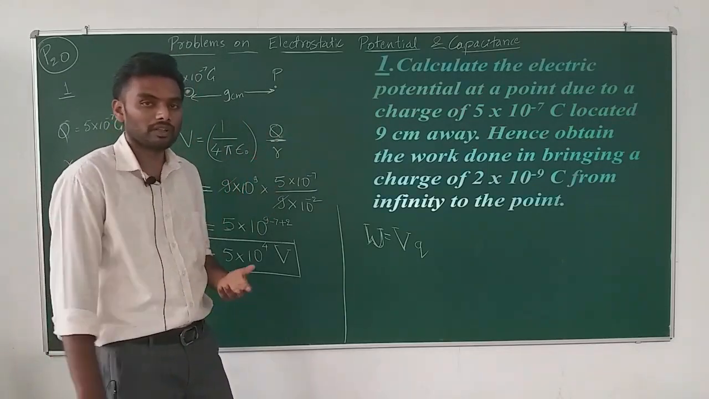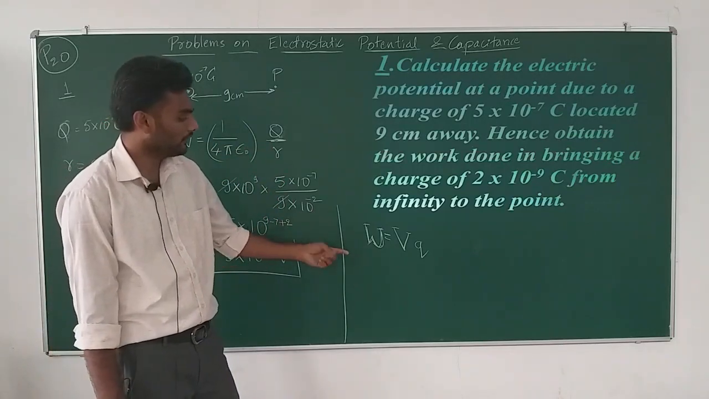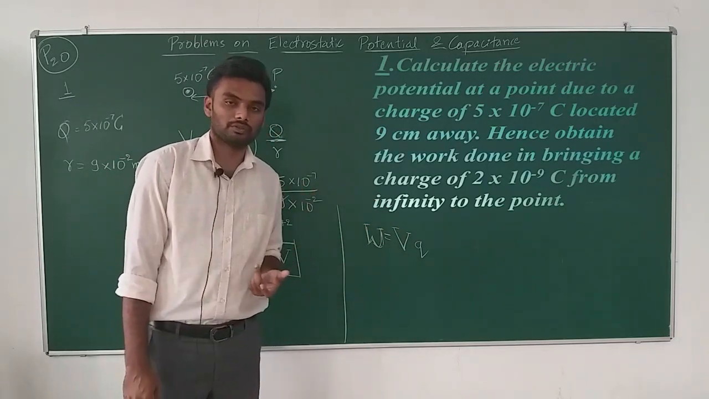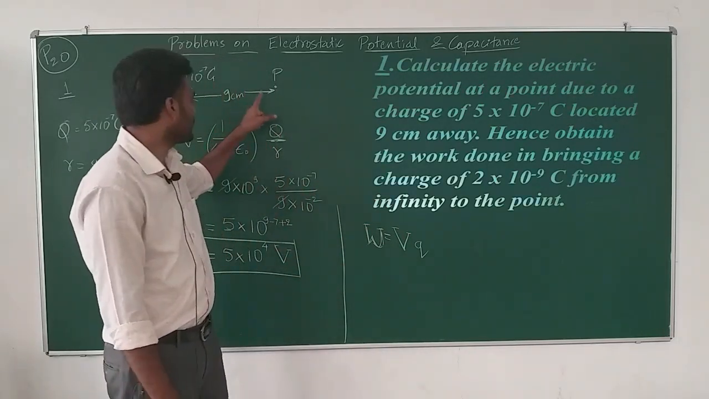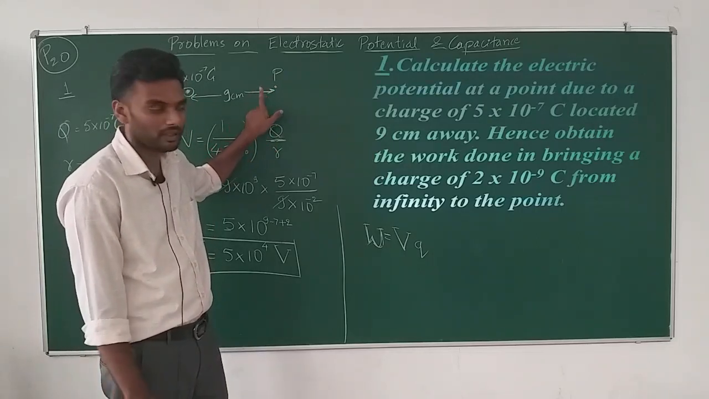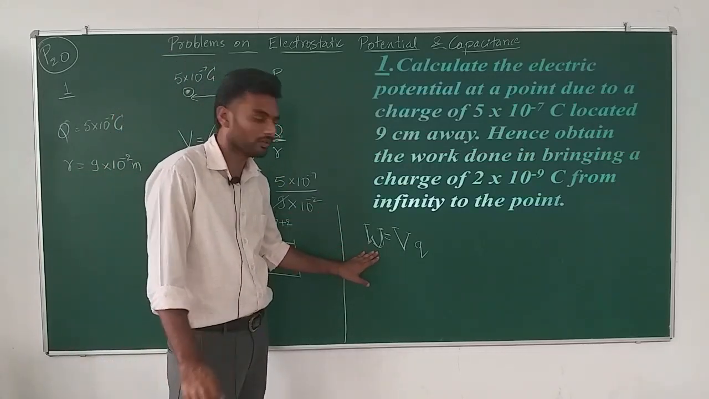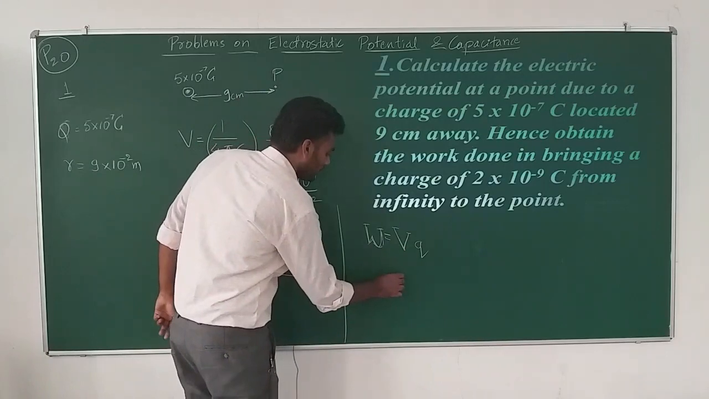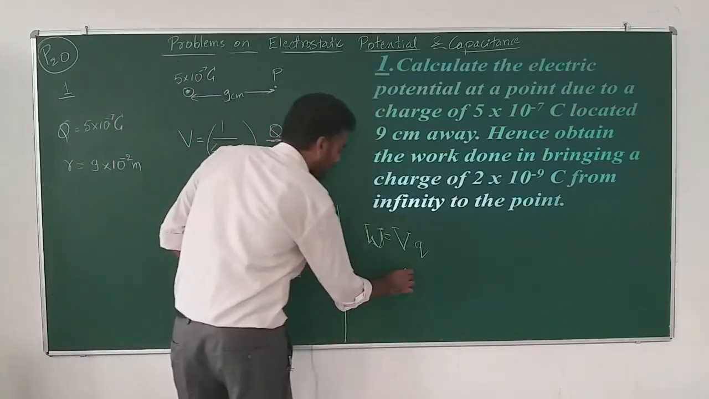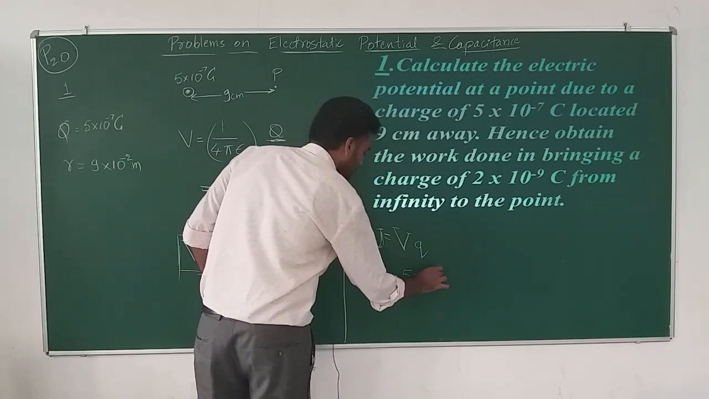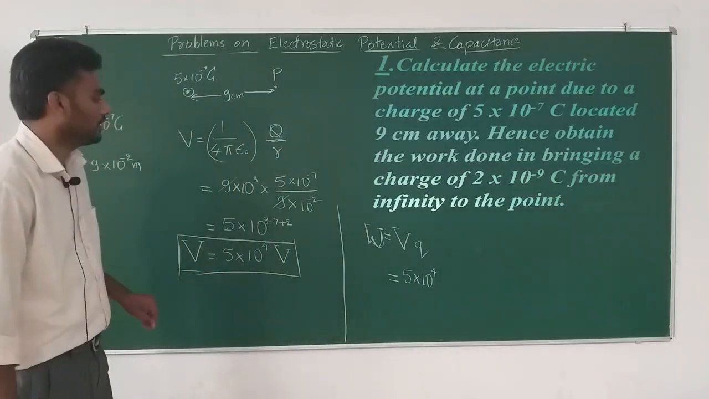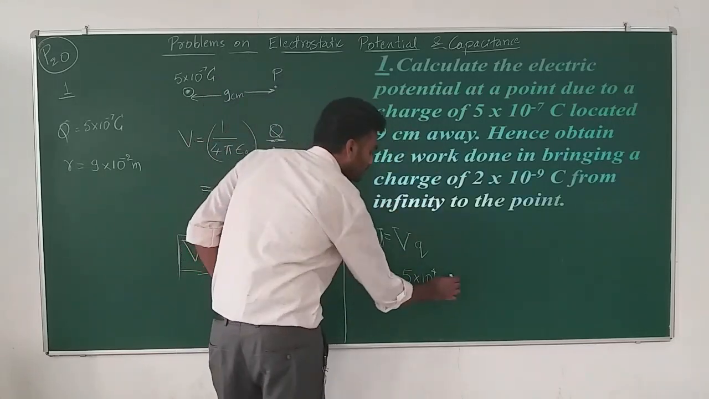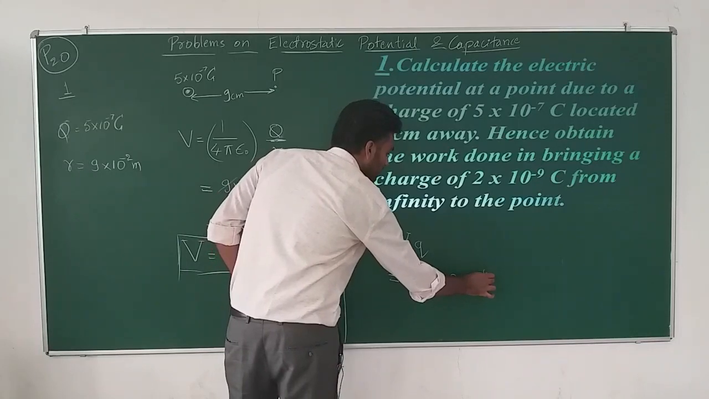You can work in that way, or it's also fine if you directly go with the W is equal to VQ form. You will also find U is equal to VQ, that's also fine when you have a single charge and you are bringing one more charge into the system. Now it's quite simple. The amount of work that I need to do in bringing that charge from infinity to this point is W is equal to VQ. What is V here? V is 5 into 10 to the power of 4 volt, into what is Q? The charge I am bringing, which is 2 into 10 to the power of minus 9 coulomb.